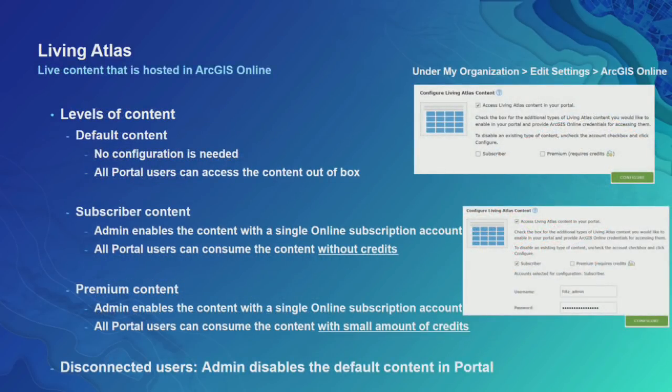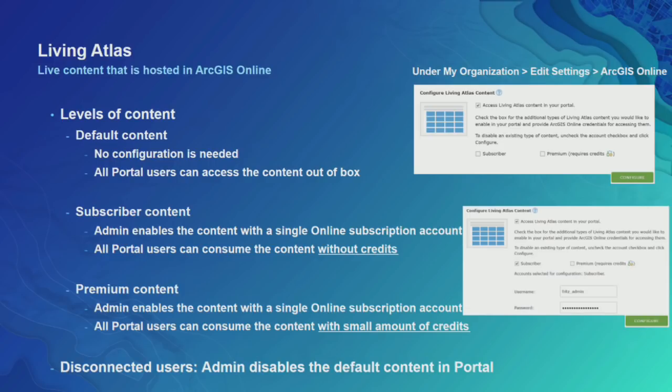Through the UI, by default, accessing Living Atlas content is checked on. Probably what you also want to do is go ahead and check on subscriber content. You have to provide a username and password, but no credits are burned with subscriber content. A lot of great content there, I believe, things like the NAIP and some of the other services that you've seen publicized. And then there's also premium Living Atlas content that does require credits. If you check that on, then users will be able to access that Living Atlas content from ArcGIS Online, but through your portal implementation.